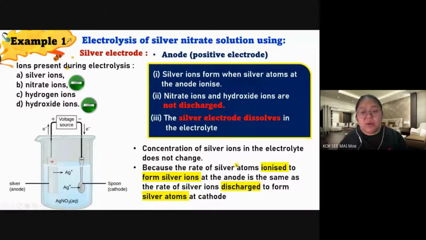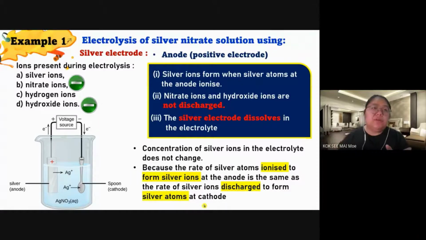Okay, the first one is ionized. The second one, for the cathode, is discharge to form silver atoms at the cathode. So both are the same. The rate of transfer is the same. Rate of transfer means what? Kadar pertukaran, kadar melaku tindak balas. So the time for the discharge and also the ionization is the same. So finally, the concentration has no changes.